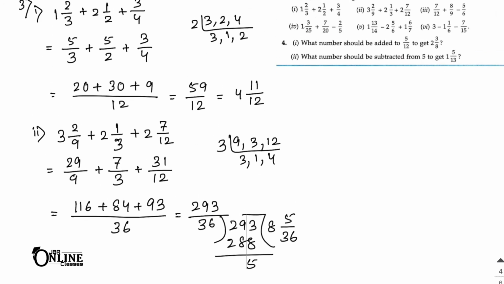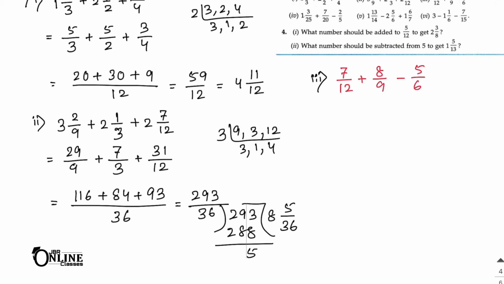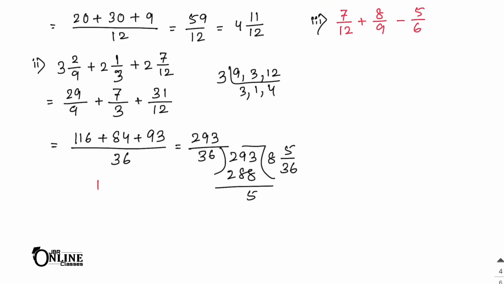Okay, now here the third one. Third one, you have 7 by 12 plus 8 by 9 minus 5 by 6. So that means first you have to find out the LCM of 12, 9 and 6. So here the LCM of 12, 9 and 6, divided by 3. So 3 fours are 12, 3 threes are 9, 3 twos are 6.